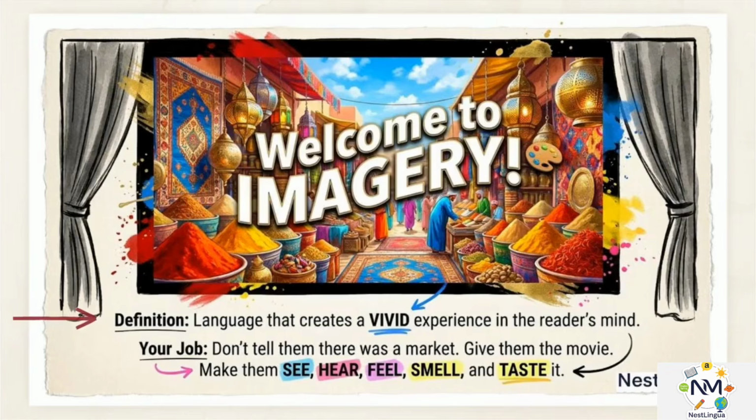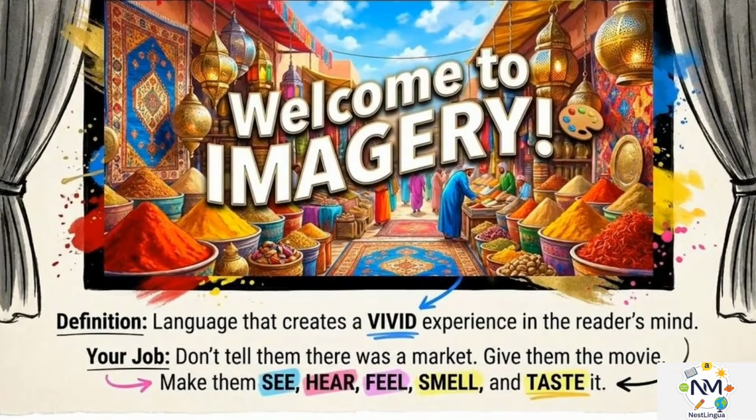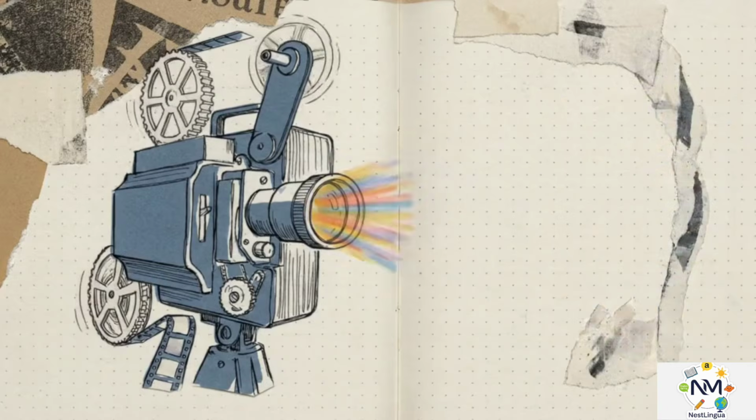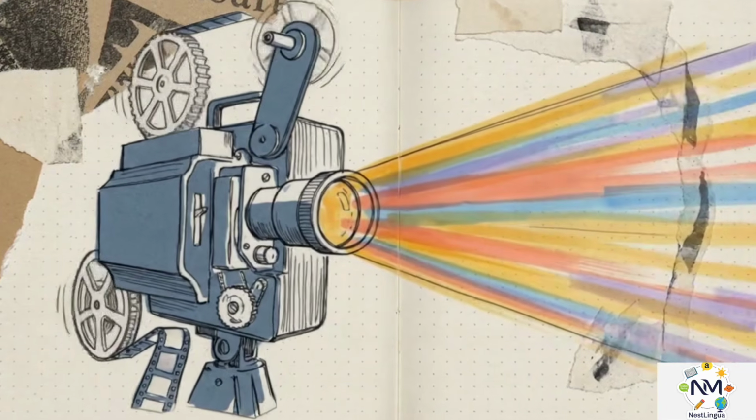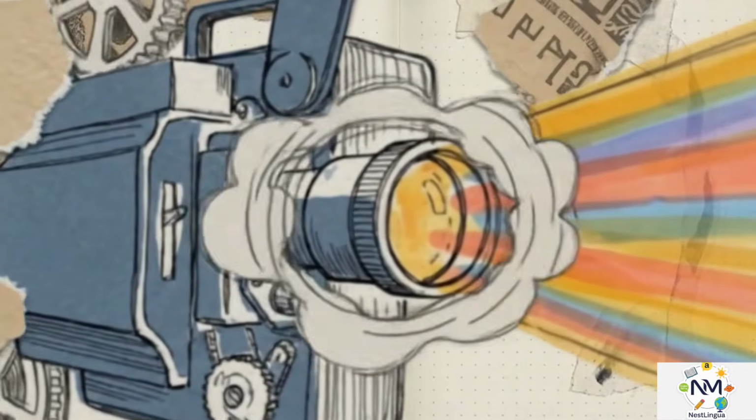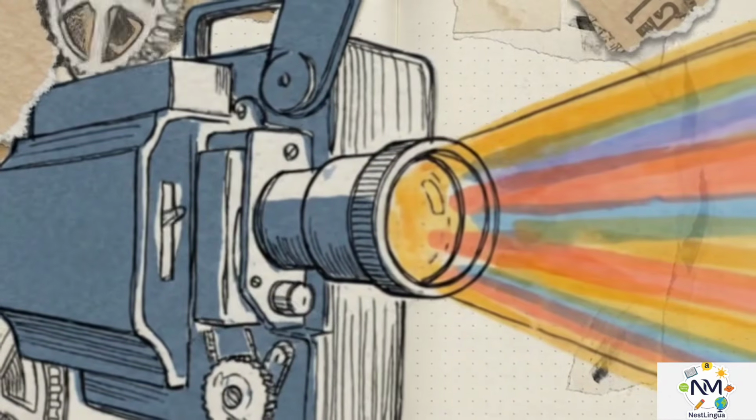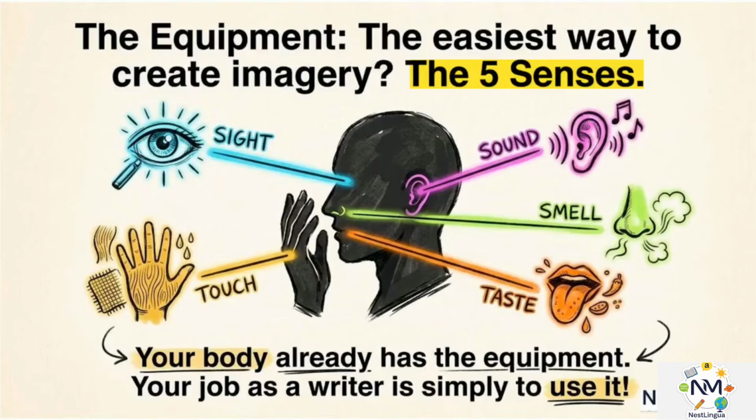As the definition here shows, imagery is language that creates a vivid experience in the mind. It is the specific tool that makes a reader see, hear, feel, smell, and taste the world you're building. Your job isn't to tell the reader what a place is like. It's to project a high-definition movie directly into their mind. The easiest way to do this is to use the 5 senses. You already have the biological equipment. Your task as a writer is simply to activate it.